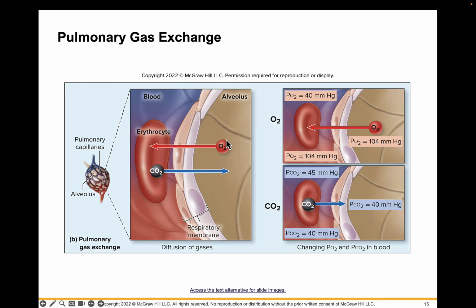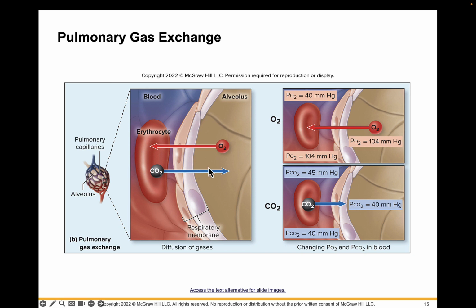Here's what this diagram is telling us. We have one diagram that's basically combining the two, showing us the directionality. And keep in mind, here's the alveolus, here's our respiratory membrane, and here's our red blood cell. We can see oxygen going from high partial pressure to a lower partial pressure onto the red blood cell, and carbon dioxide is going to be moving in the opposite direction.